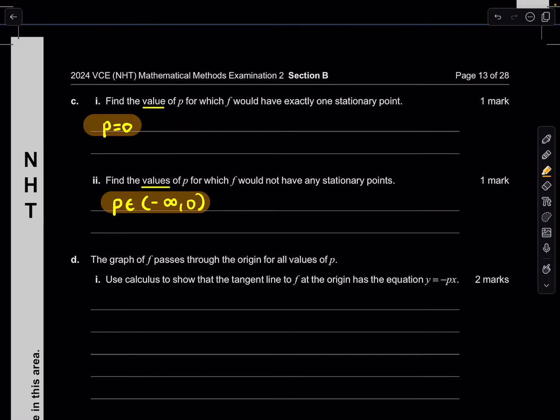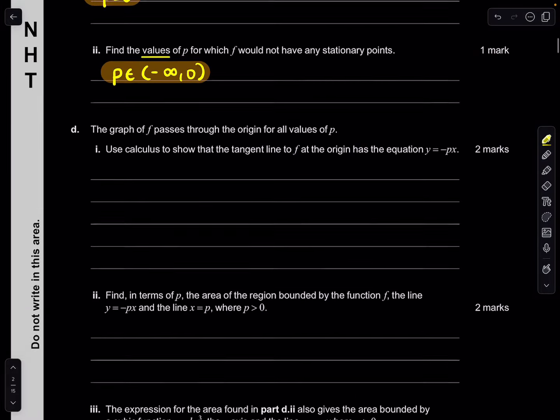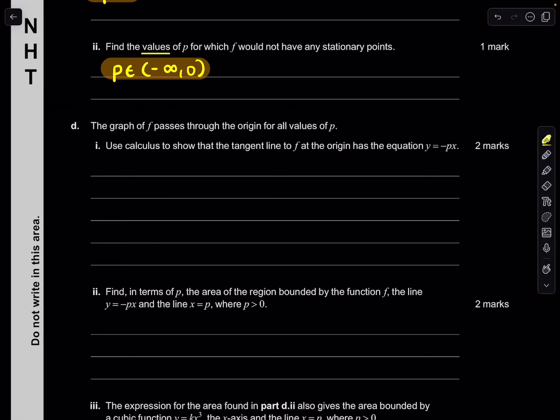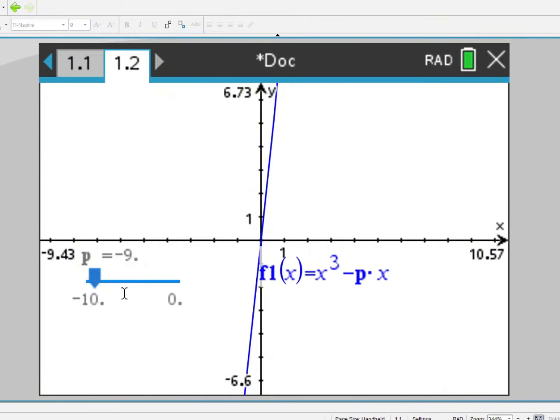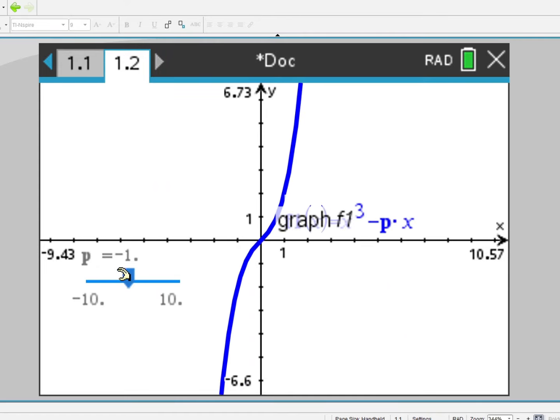Okay, beautiful. Next question. The graph of f passes through the origin for all values of p. Use calculus to show that the tangent to f at the origin has this equation. That's easy. Let's do that. So first I want to understand. It says the graph of f passes through the origin for all values of p. I really want to check that. So let's go back to our CAS. Say this is like, I don't know, 10. So can you see, for any value of p, saying all values of p, yes, it's always on the origin, you can see.